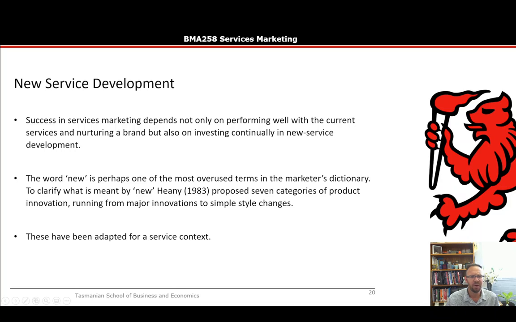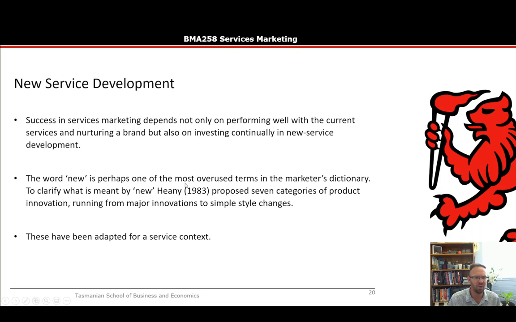All right, now we're going to think about new service development. I'm going to go a little bit quickly through this because for your service audit, you'll be doing an existing service, but when you graduate, you might be expected to develop new service products as well, so you need to know this. So success in services marketing depends not only on performing well in the current services and nurturing a brand, but also investing continually in new service development.